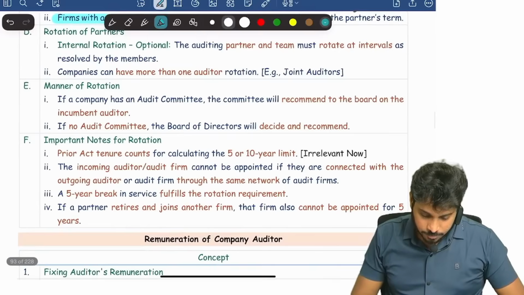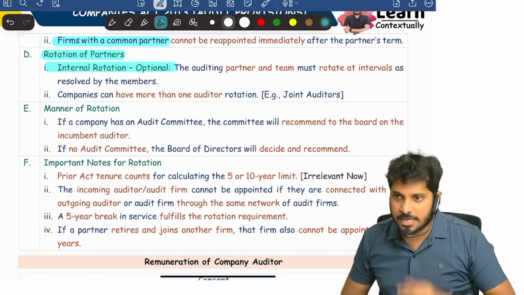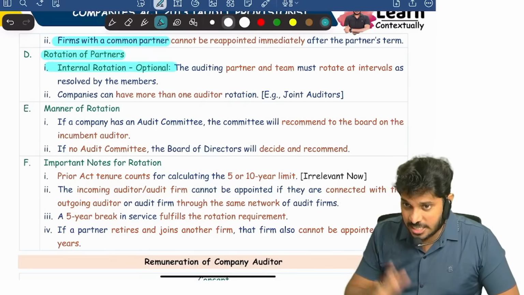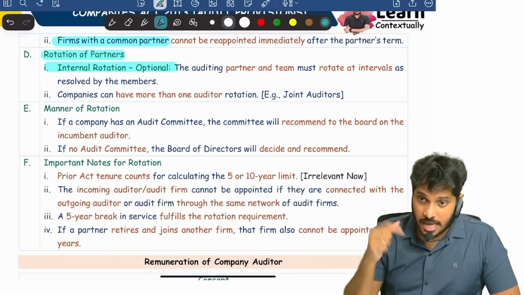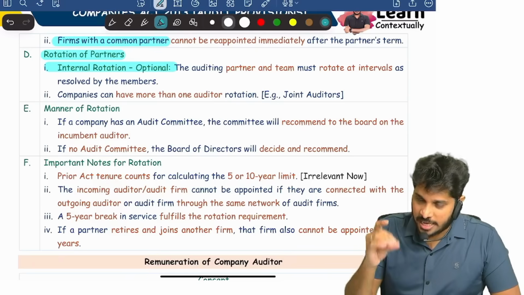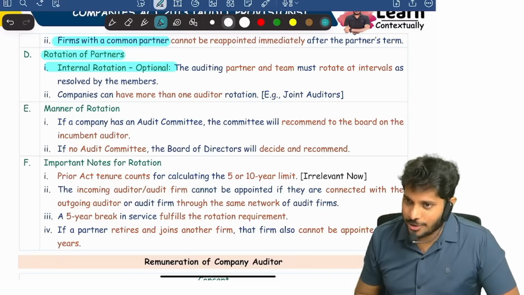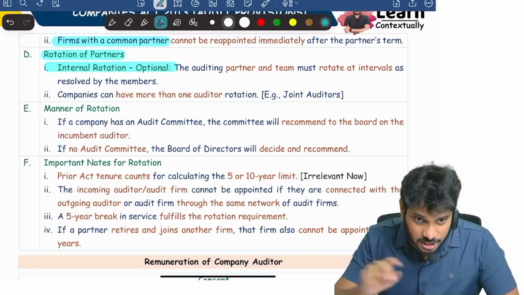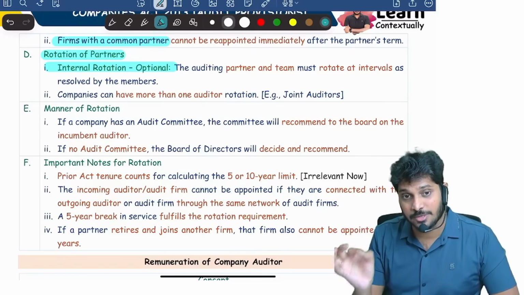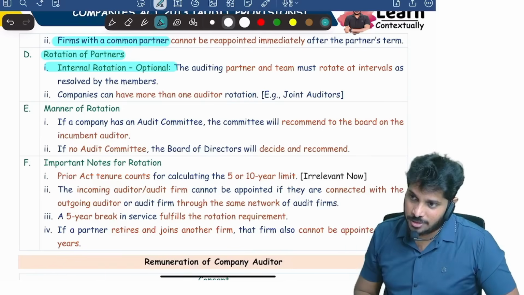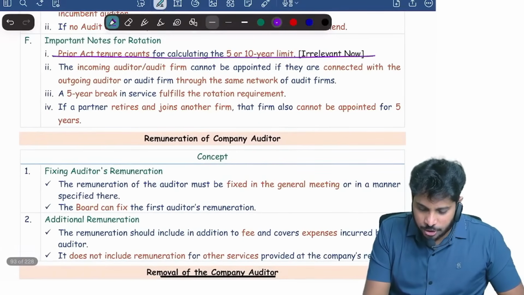Further, internal rotation. What is internal rotation? Members of the company can decide that we appointed one firm for 5 years, and in this firm, 5 partners were there. Shareholders may resolve that every year one partner will do the audit. That is the shareholders' choice; it is not mandatory. Shareholders also can decide in the meeting that the audit will be conducted by more than one auditor. More than one auditor means joint audit. Are you clear? Next, prior to the Act, related tenure points are given in the ICA material.